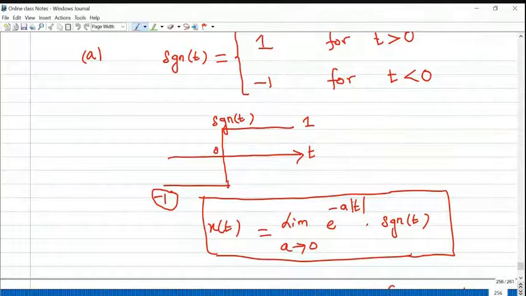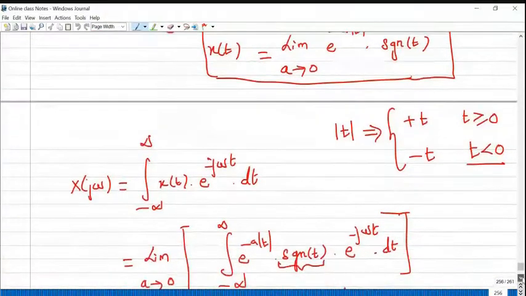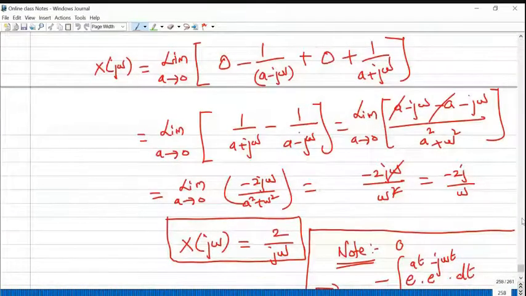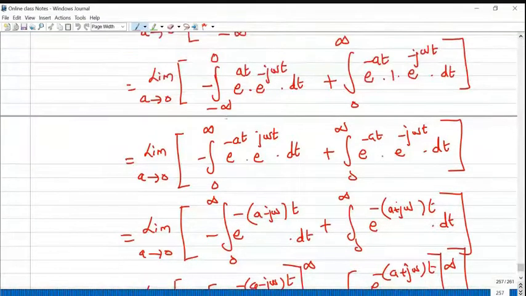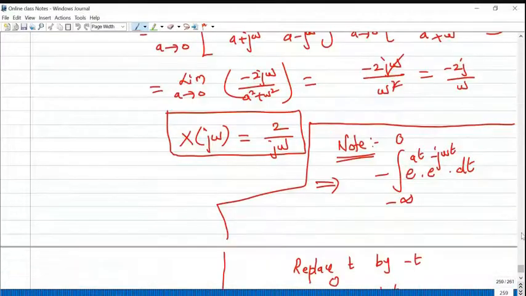I'm adding e power minus a modulus t, limit a tends to 0. So modulus t becomes plus t for positive values of t, and modulus t becomes minus t for negative values of t, and then do the integration. Yesterday, at one step, particularly minus infinite to 0, wherever while solving the problem you are getting integration minus infinite to 0, you try to change this integration limit from 0 to infinite. I hope you know already how to change this.